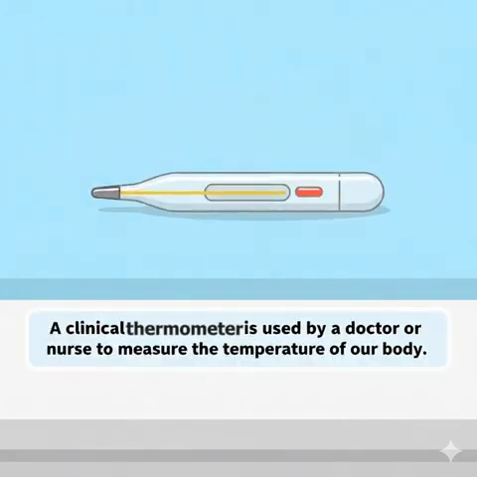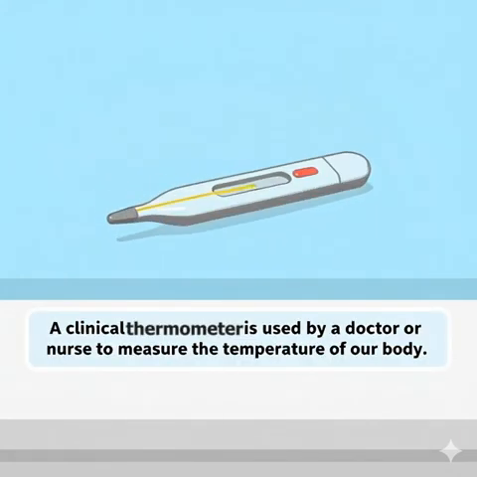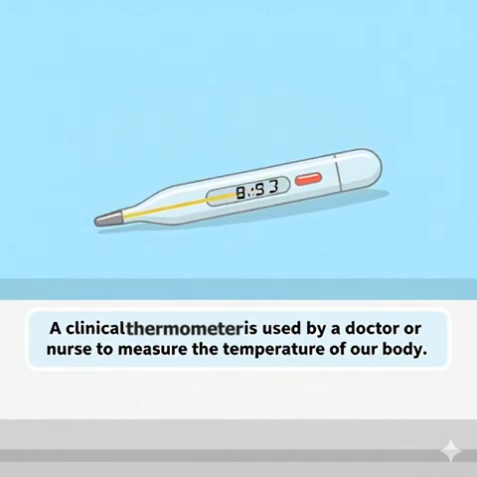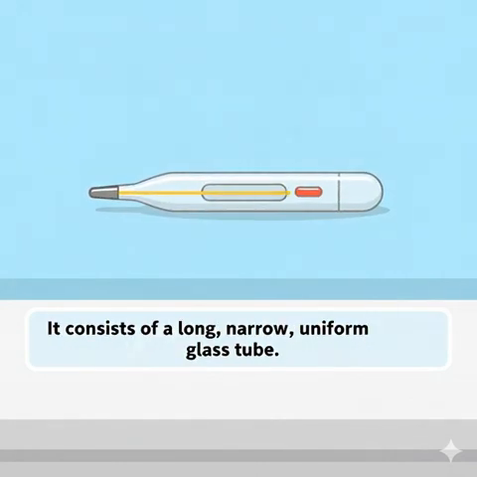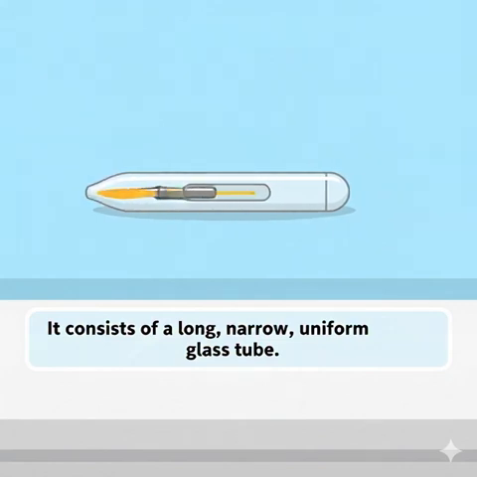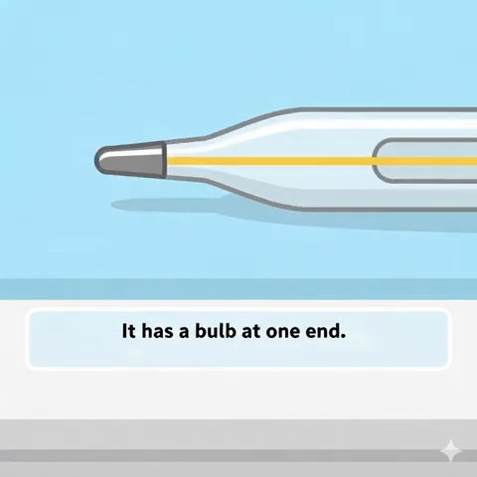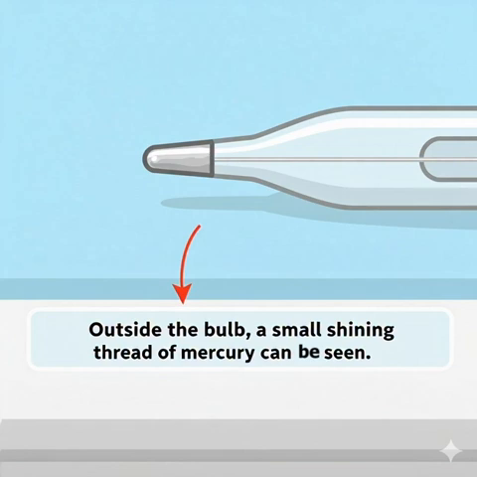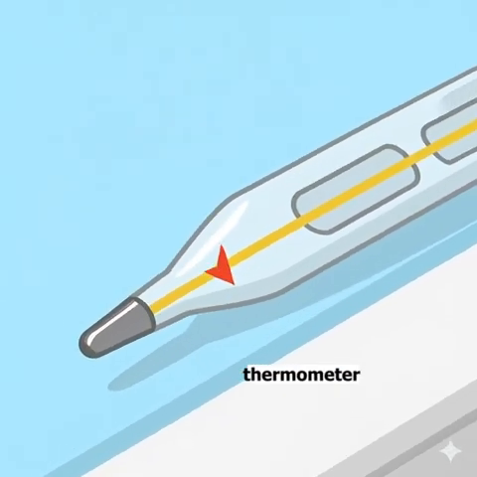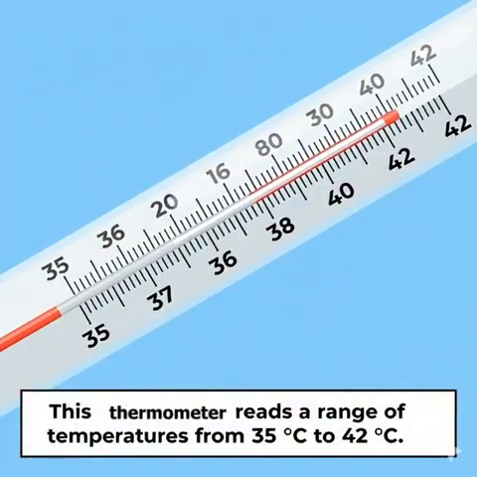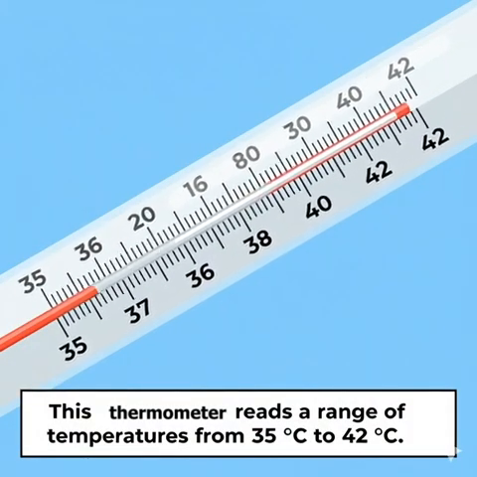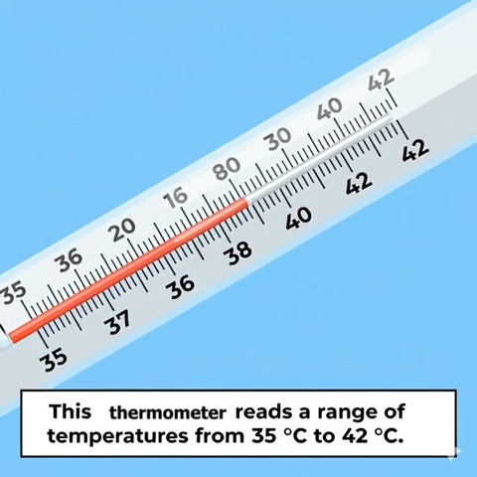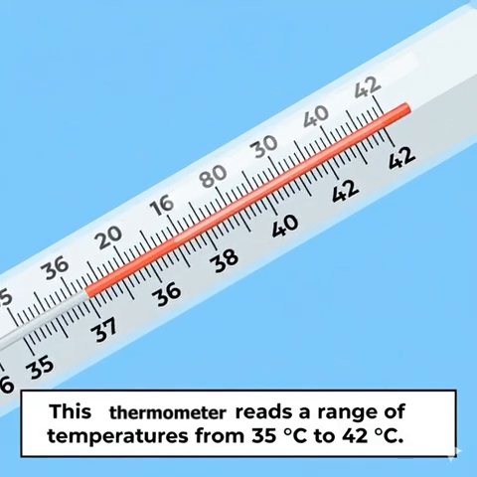Clinical thermometer. A clinical thermometer is used by a doctor or nurse to measure the temperature of our body. It consists of a long, narrow, uniform glass tube. It has a bulb at one end. This bulb contains mercury. Outside the bulb, a small shining thread of mercury can be seen. The other end of the thermometer is sealed after removing air. This thermometer reads a range of temperatures from 35 degrees Celsius to 42 degrees Celsius.